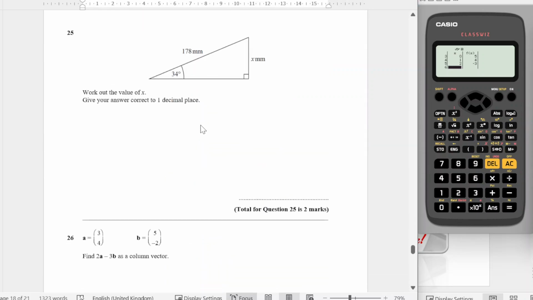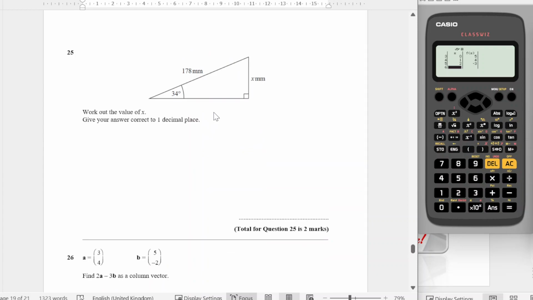Okay then, question 25. Work out the value of x correct to 1 decimal place. So some basic trig. This is going to be the hypotenuse, or h. This side that I'm working with here is going to be the opposite. So I'm using the h and the o, which is the sine ratio, SOH. The side I'm trying to work out is the opposite. So in effect, s times by o is going to be equal to s times by h. So x is going to be equal to the sine of 34 times by 178.